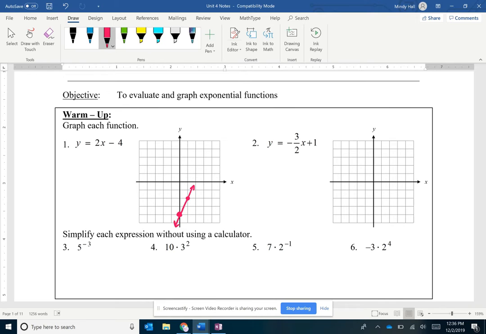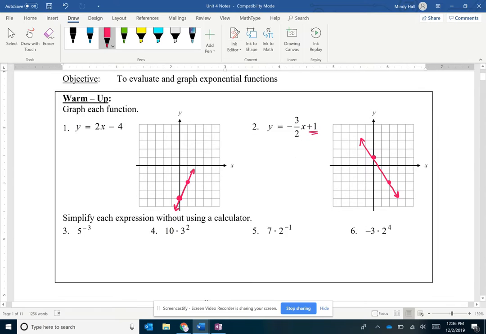So then for number 2, my y-intercept would be, sorry, not negative 1, positive 1. And so we plot that at positive 1, and then our slope is negative 3 over 2, so we go down 3 from our y-intercept and right 2, and then we connect the dots. And keep in mind, you could have also gone up and left instead and still gotten the same result.